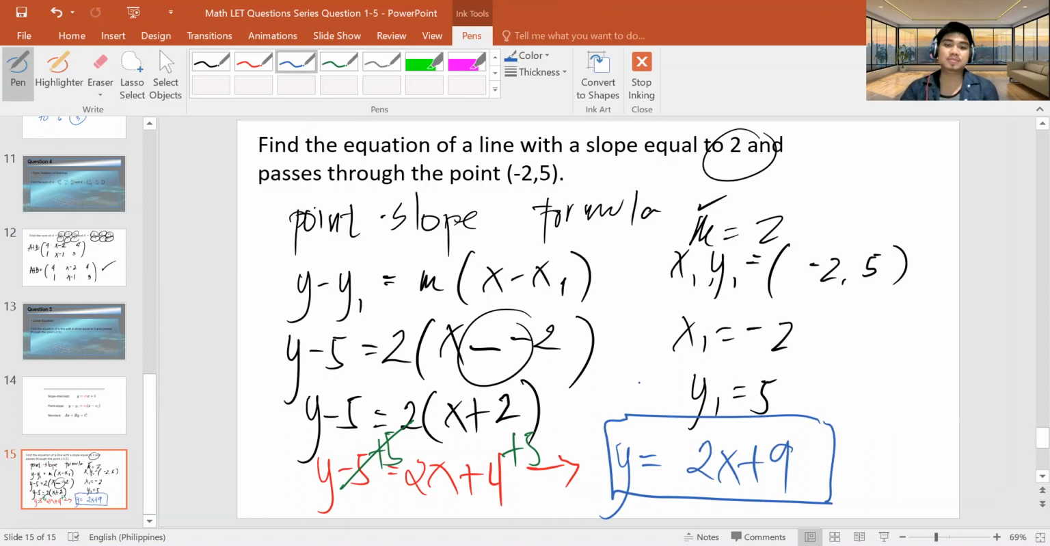So, if you're going to check if this is true, you're just going to plug the negative 2 sa x. And then, dapat ang makukuha na value will be 5. So, we will have 2 times negative 2 will be negative 4 plus 9, negative 4 plus 9 is equal to 5. So it means this will be our answer. This one.